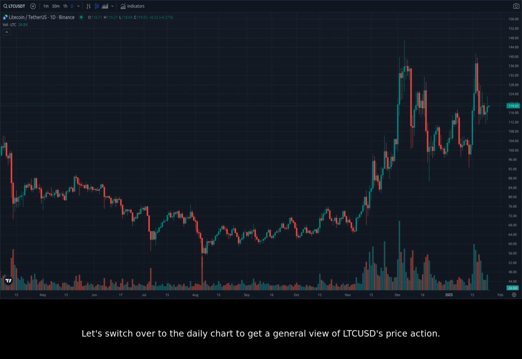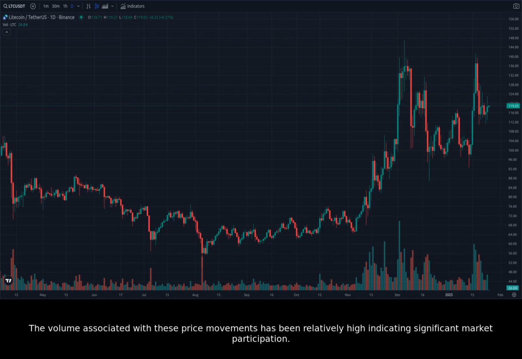Let's switch over to the daily chart to get a general view of LTCUSD's price action. As we can see, LTCUSD has experienced considerable price volatility in recent months. The chart shows a clear upward trend since the beginning of January, with several strong bullish candles. However, there is also evidence of consolidation periods with several bearish candles indicating market corrections. The volume associated with these price movements has been relatively high, indicating significant market participation.